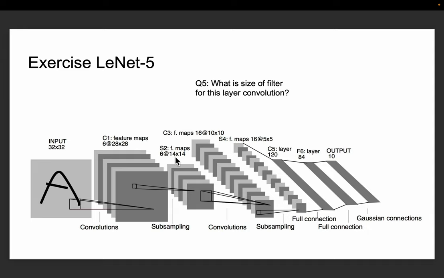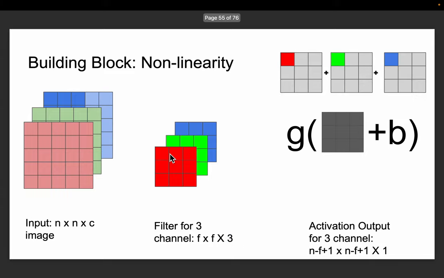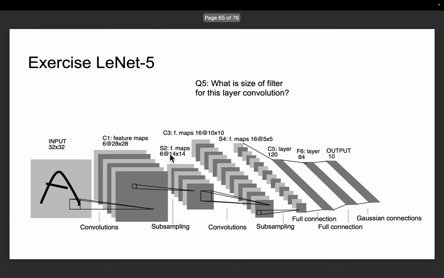Now you have an input image which is a multi-dimensional, or multi-channel, image: 14 cross 14 and 6 channels. If we look back a couple of slides, if our input image has C channels, the filter has to have how many channels? C channels. So therefore, if our input is 14 cross 14 cross 6, how many channels should each filter have?